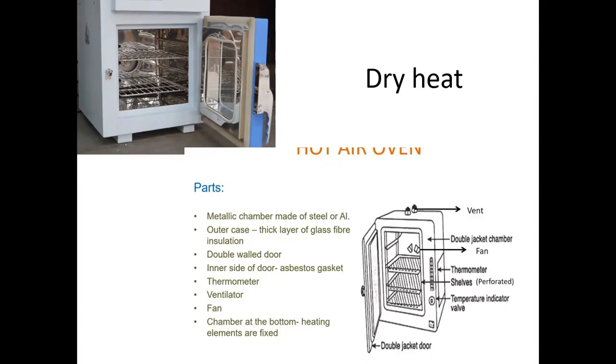Okay, in dry heat we use a specific device. It's a metallic chamber made of steel or aluminum, and it has an inner chamber where you put your objects, and it is very close to an oven. An oven is a device which you use in your kitchen to cook cakes, because it is made of steel, and you put some cakes in there, and the temperature will be more than 100.